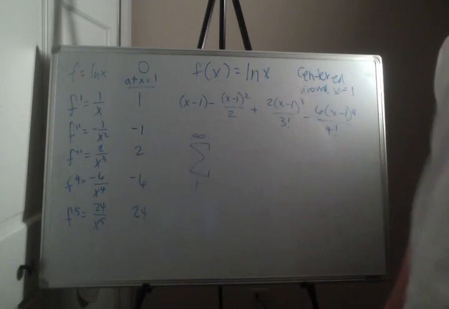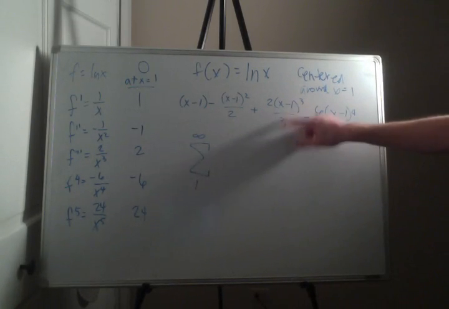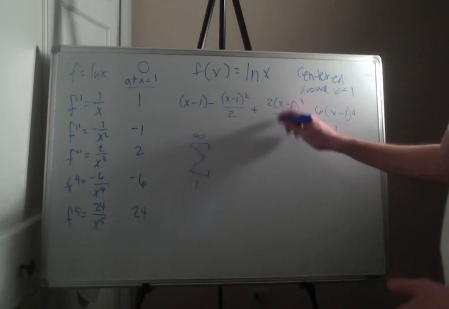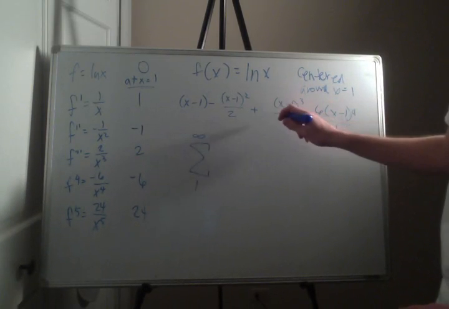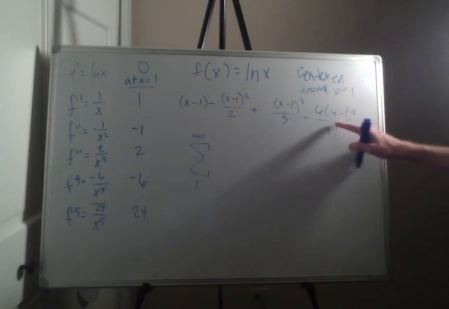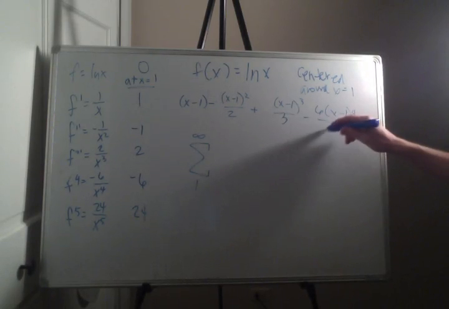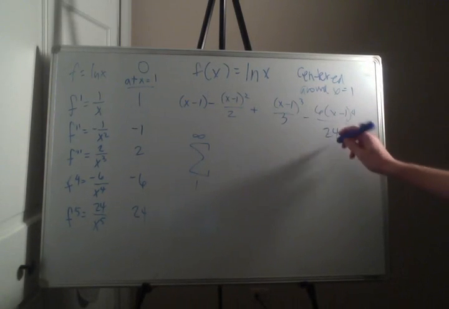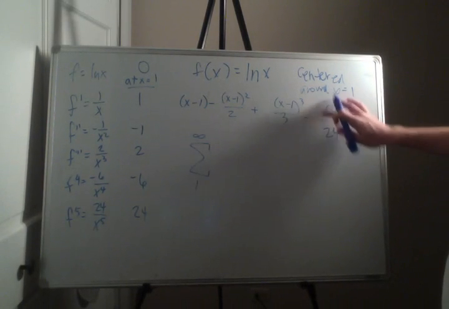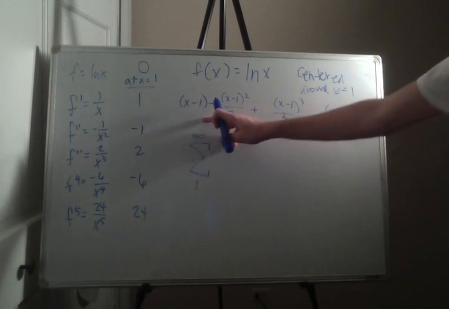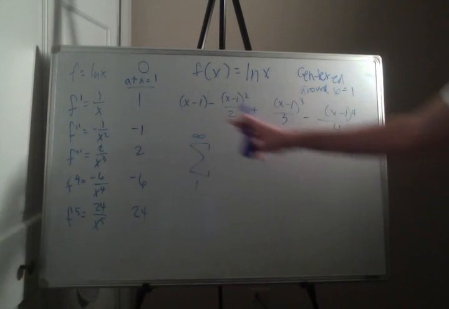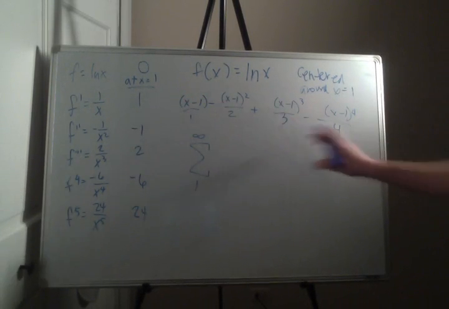2 factorial is the same thing as 2. 3 factorial is the same thing as 3 times 2 times 1, which is 6. 2 over 6 is the same thing as 1/3. 4 factorial is the same thing as 24, because it's 4 times 3 times 2 times 1. 6 over 24 is the same thing as 1/4. And now I'm guessing that you see a pattern. You see that it's alternating negative, positive, and the denominator is going 1, 2, 3, 4.